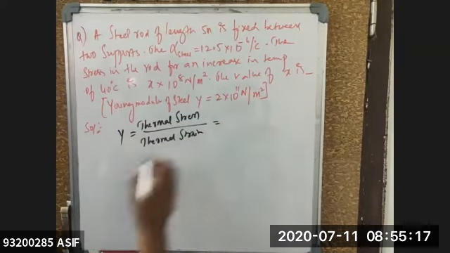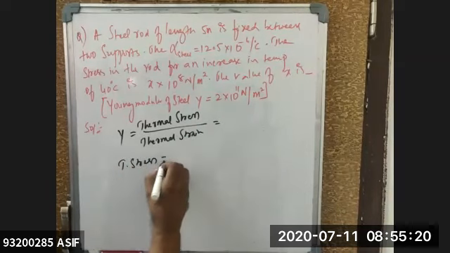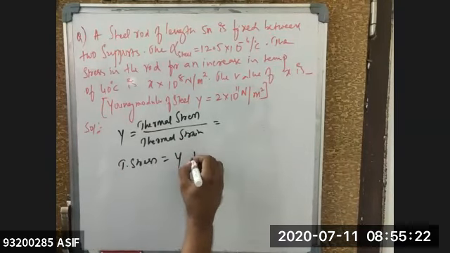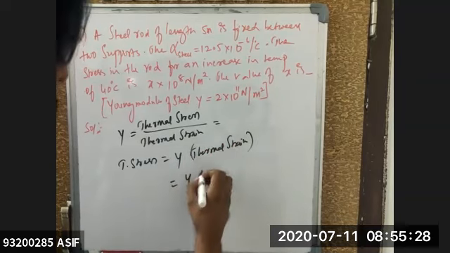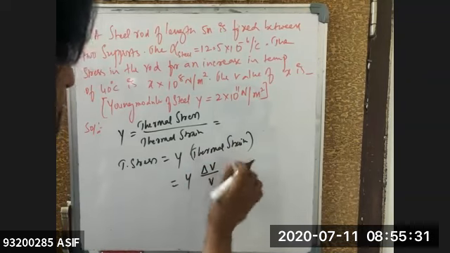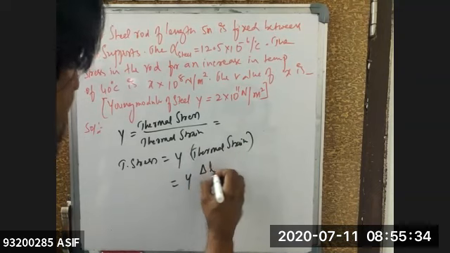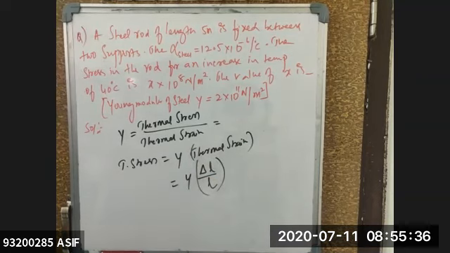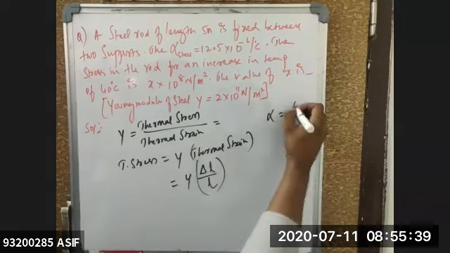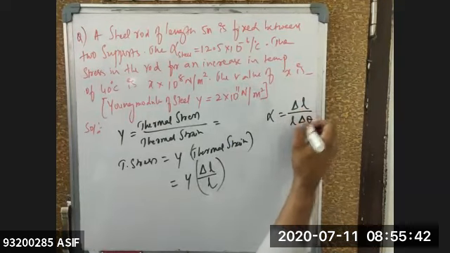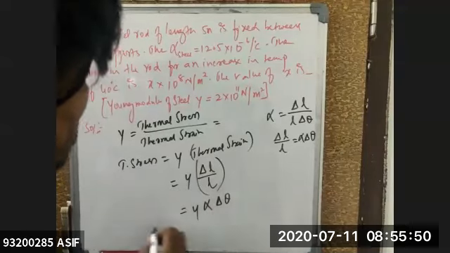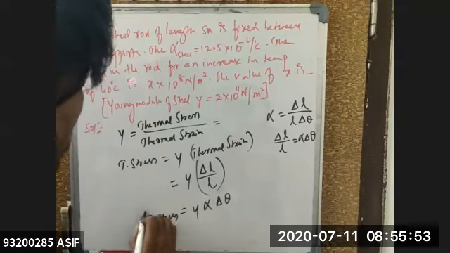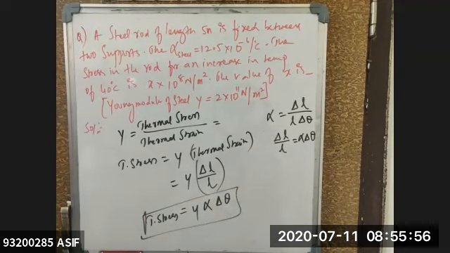Isn't it? Thermal stress we need to calculate. So thermal stress is equal to Y into your thermal strain. What do you mean by strain? Change in volume by your original volume, or change in length by original length for the linear expansion, is your thermal strain in the wire. As alpha is equal to delta L by L into delta theta, delta L by L can be written as alpha into delta T. So thermal stress is equal to Y into alpha into delta T.